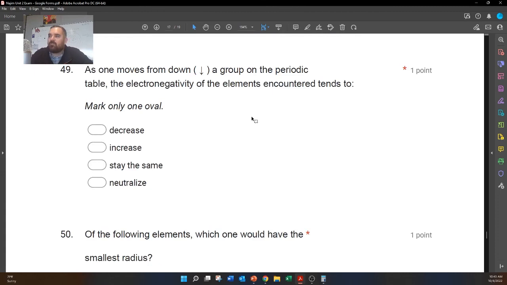As one moves down a group on the periodic table, electronegativity does what? So electronegativity also goes down. So the smaller an element is, the higher its electronegativity, the easier it is for that element to steal electrons. So if we're talking about fluorine, here's fluorine right here, here's chlorine, and then here's bromine. Which one's going to be the best thief at stealing electrons? It's going to be fluorine. It's very small, and it can get in and out, take its electron real easily. So electronegativity decreases as you go down a group.